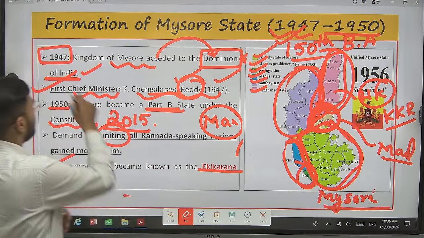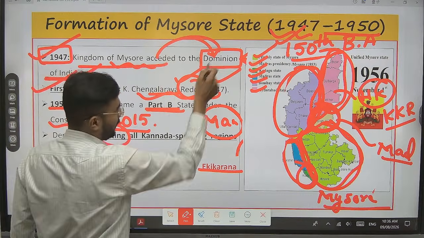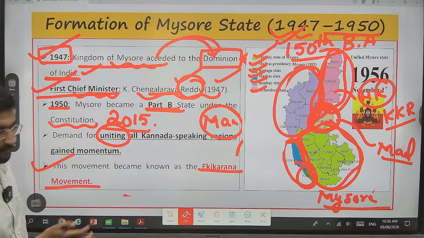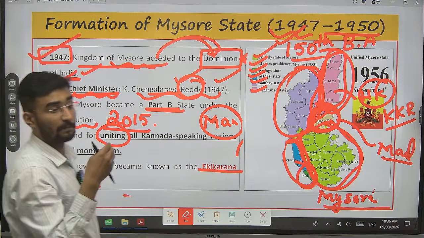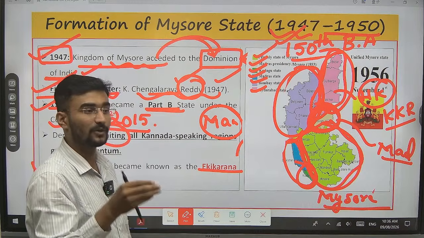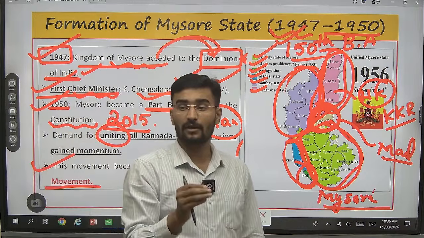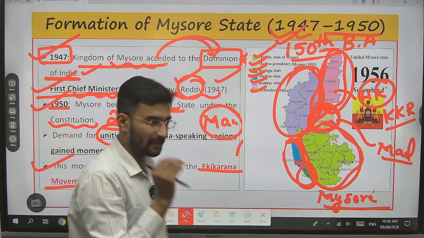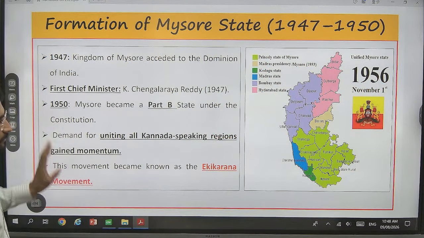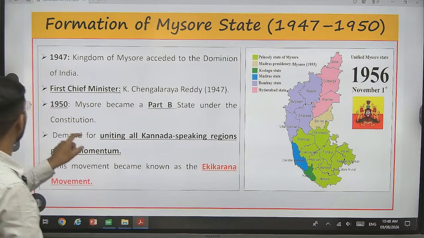Be cautious. First one, 1947, acceded to the Dominion. Second one was the Chief Minister. Who was the Chief Minister? K.C. Reddy. And the third one you need to know is that it was a Part B state under our constitution. And after 1956, Mysore state was created under the State Reorganization Act, by integrating all the different regions. Done?